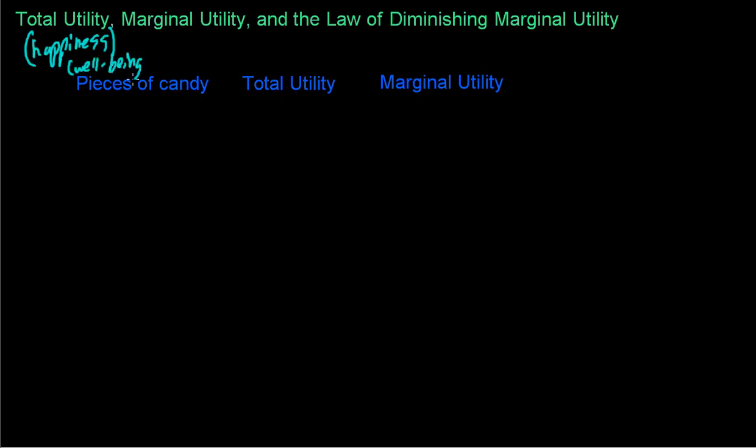But what we're talking about is that which, as humans, we want more and more of, no matter what. We always want to be happier, or we always want to be better off. So hopefully that makes a little sense. And now we need to talk about what the difference is between total and marginal.